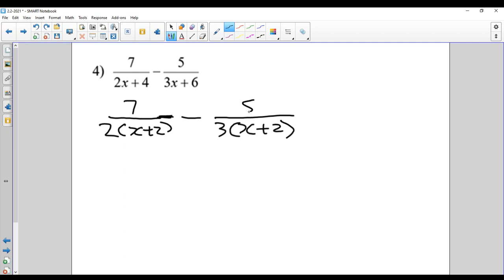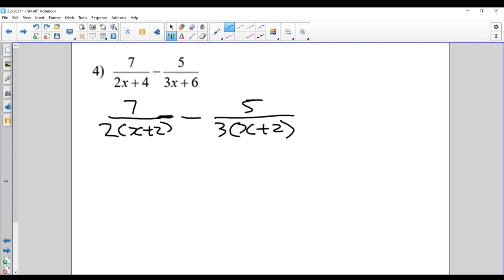And then on top, we still have the 5, right? So all we've done between Sarah and Shreyash is just factor the two denominators. Do you now notice that the denominators themselves have a common factor? And then, of course, there's the 2 and the 3 as well. So here's what we're going to do.